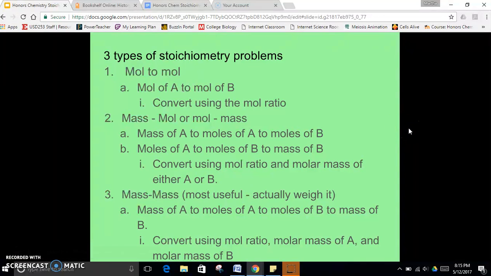So here are the 3 steps to stoichiometry problems for the 3 types. If you are dealing with a mole-to-mole problem, meaning I'm starting with moles of one substance and I want to know how many moles of another substance I need, I can just do that in a 1-step conversion using the mole ratio. That's the nice part about using a mole ratio in the equation. It's just the conversion factor.